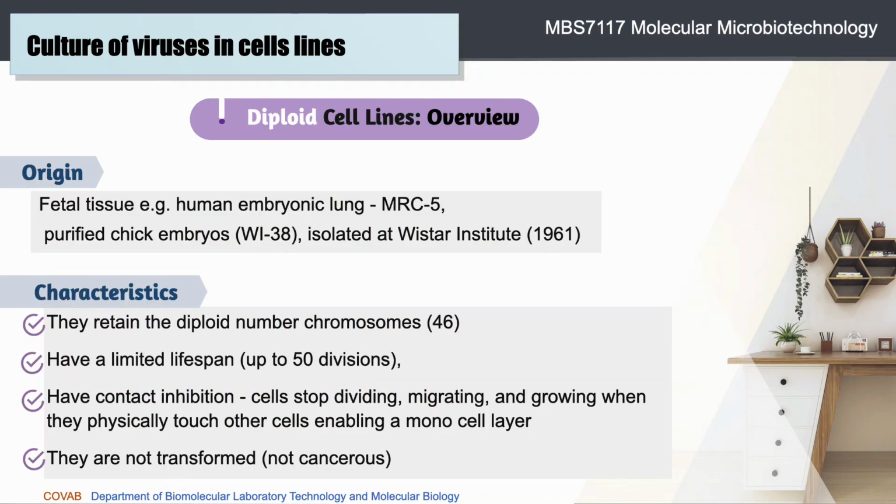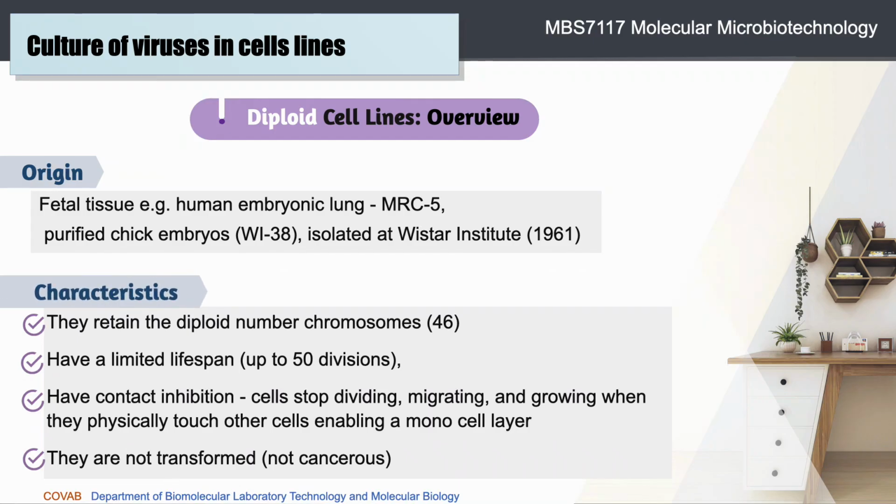We're going to go to the next cell line that's used to isolate viruses, and this is the diploid cell line. Let's start with an overview. The origin: they are obtained from fetal tissue such as human embryonic lung, and we have the MRC5 cell line, or they can be obtained from purified chick embryos, giving us the WI38 series. Now, these were isolated from the Wistar Institute in 1961.